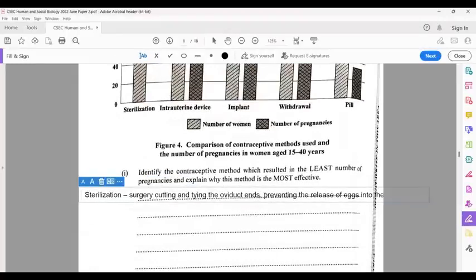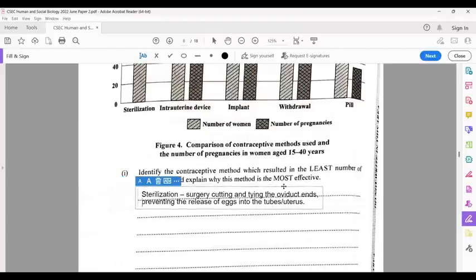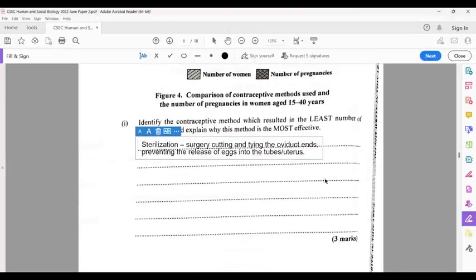And they go on to ask, explain why this method is the most effective. Sterilization is a surgical method whereby the oviducts are cut and tied. It prevents the passage of the ovum, the egg, into the fallopian tubes and into the uterus eventually. All right? So sperm is unable to meet an egg because no egg passes through the fallopian tubes on its way to the uterus. So it's a really good contraceptive. It's obviously performed by a surgeon because it is a surgical procedure.